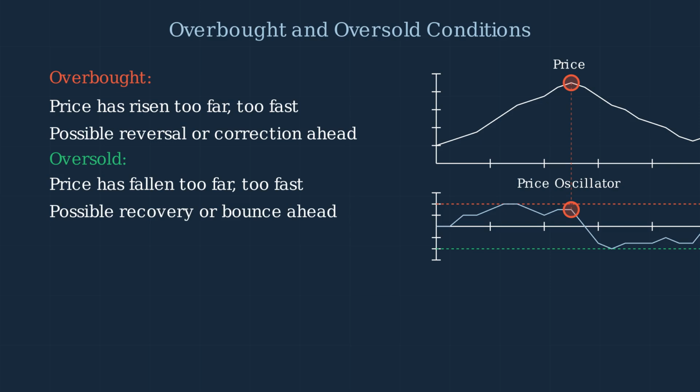Here, we can see the price reaching a peak, with the oscillator showing an overbought condition. Notice how the price subsequently reverses and moves downward, confirming the overbought signal. Similarly, here we can identify an oversold condition when the price reaches a low point. The price then recovers and moves upward, validating the oversold signal.